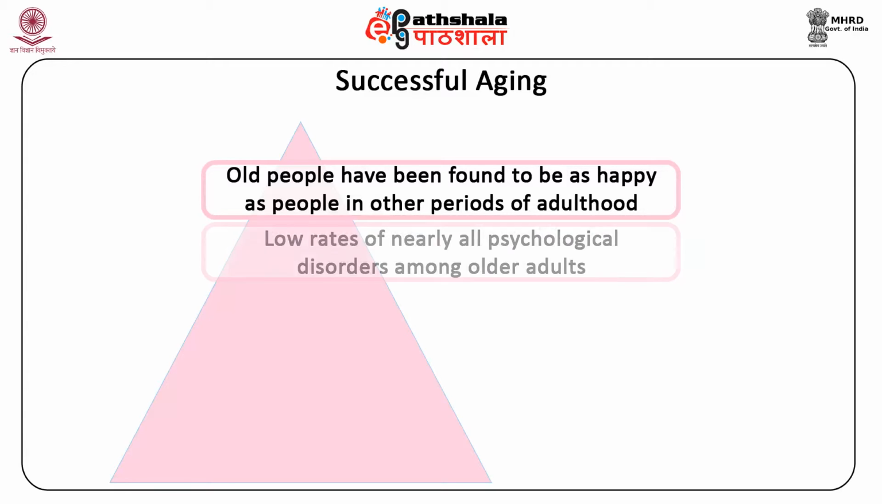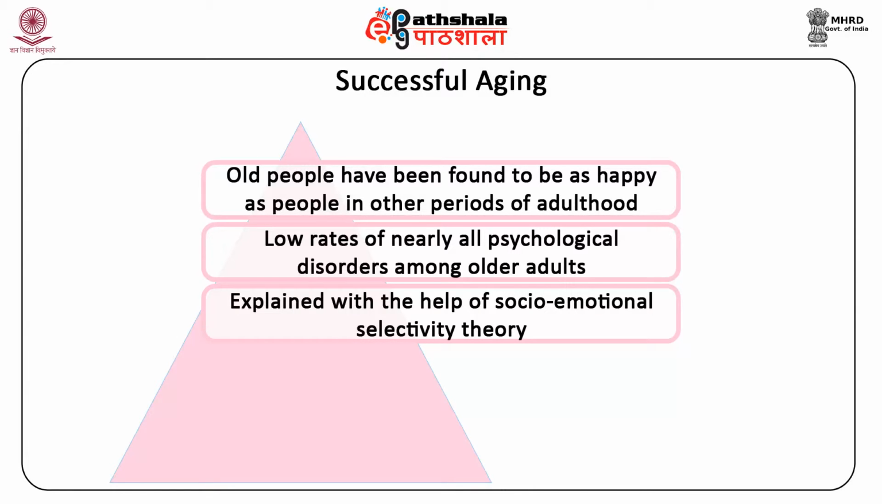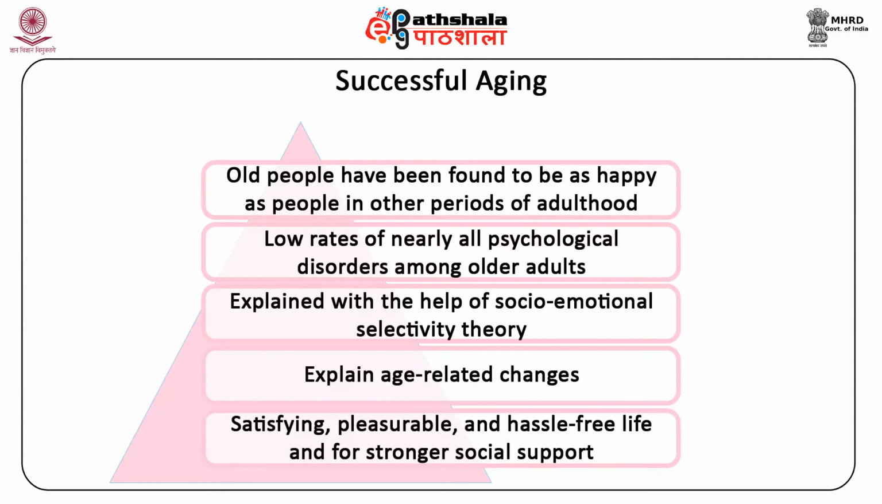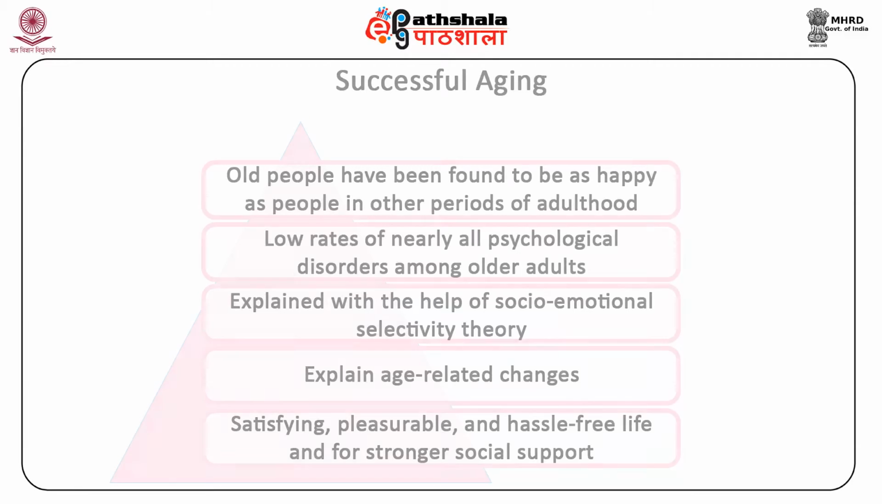Studies show low rates of nearly all psychological disorders among older adults except dementia. This can be explained with the help of socio emotional selectivity theory. It helps explain how age related changes can be the basis of a more satisfying, pleasurable, and hassle free life and for stronger social support.